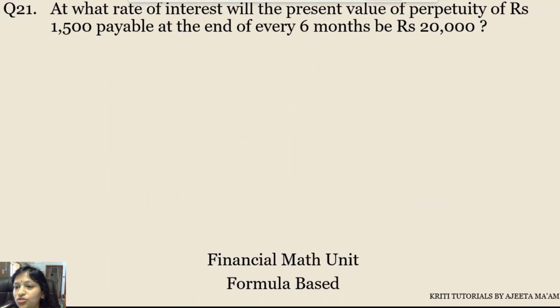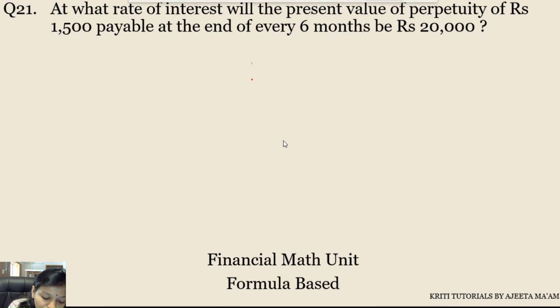Now the first question, as you can see on the screen, is: at what rate of interest will the present value of perpetuity of rupees 1500 payable at the end of every 6 months be rupees 20,000? So this is a question which is based on the financial maths unit and it's a formula based question, right? So we have to use the formula of perpetuity in this. So what's the formula of perpetuity?